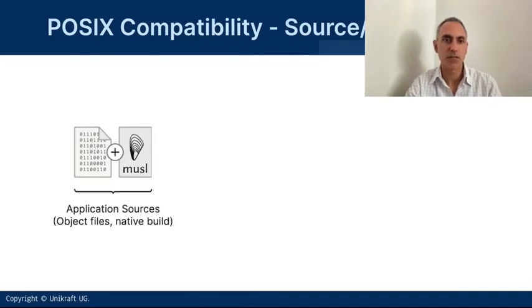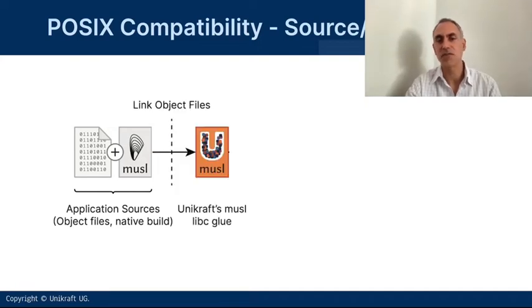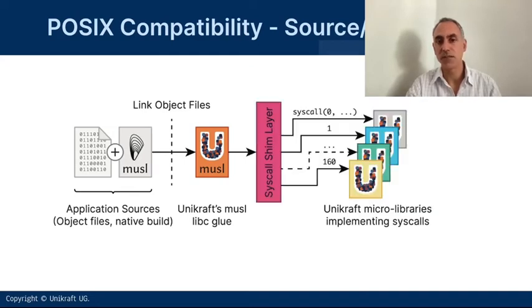The second approach to achieving this is what we call from source or with musl, which is work in progress. In this case, we take the sources of an application and we build it with its native build system against musl. And then we take the resulting object files and add them to the Unikraft build. This works because Unikraft has a ported version of musl, which then redirects again any syscalls to the shim layer, and then that goes on to executing them by the different Unikraft libraries actually implementing them. The advantage here being that the syscalls actually turn into just simple function calls, so the performance is better.